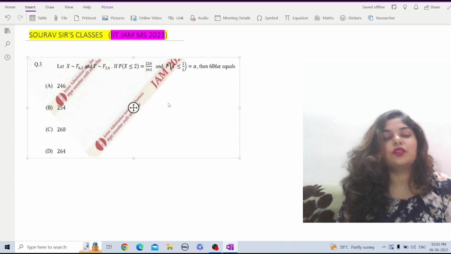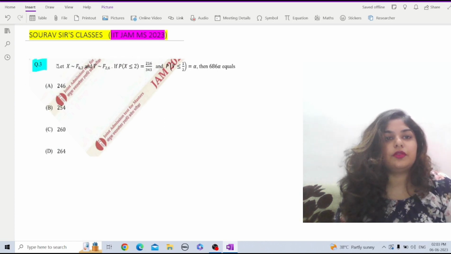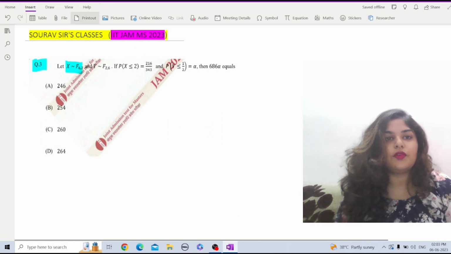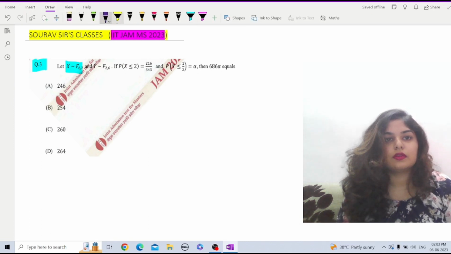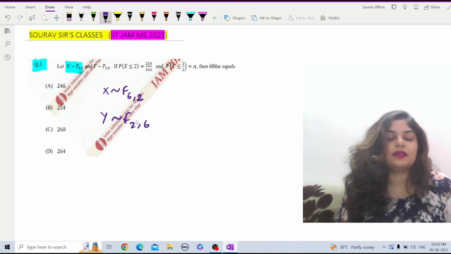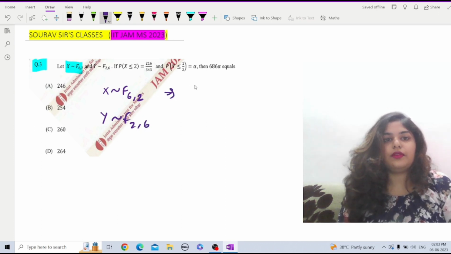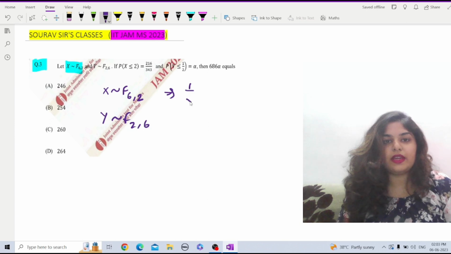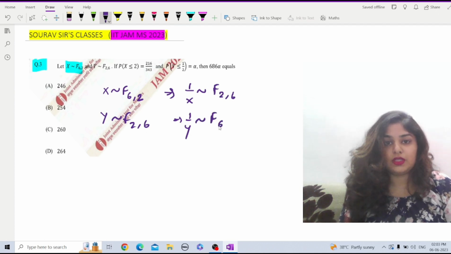Let us have a look at the second question. So this is question number 3, and here it is given that X follows F distribution with 6,2 degrees of freedom, and Y follows F distribution with 2,6 degrees of freedom. Now we can write, suppose if X follows F, then 1 by X will follow F distribution with 2,6, and 1 by Y follows F distribution with 6,2. So basically this is replaceable, right?